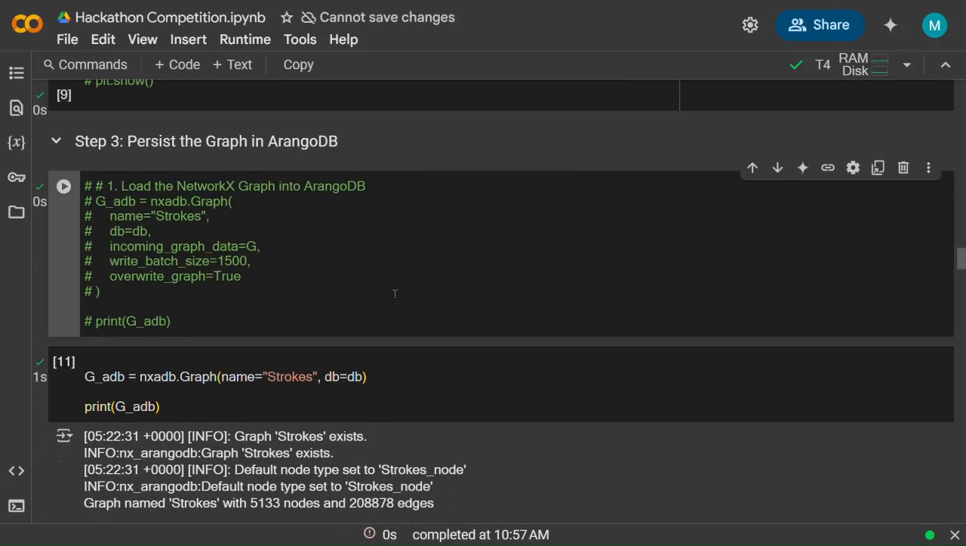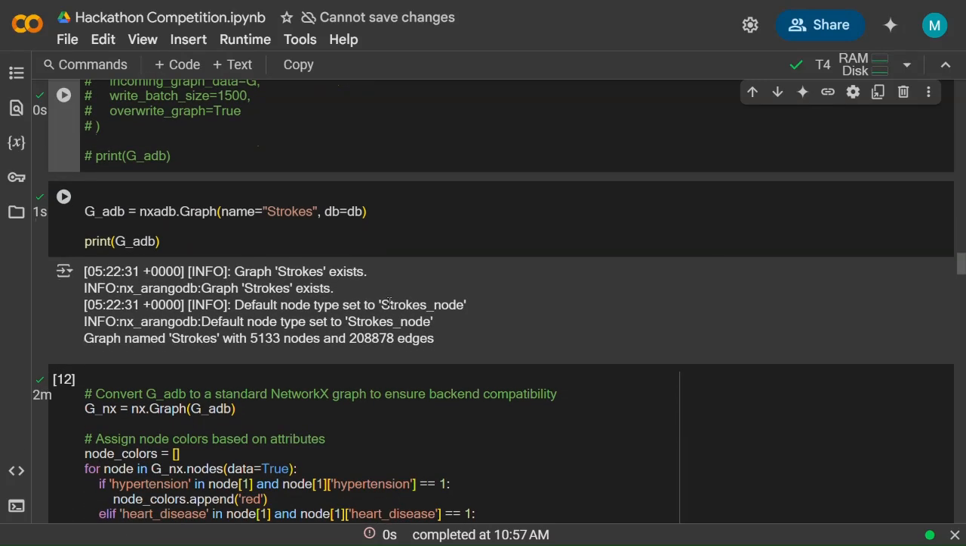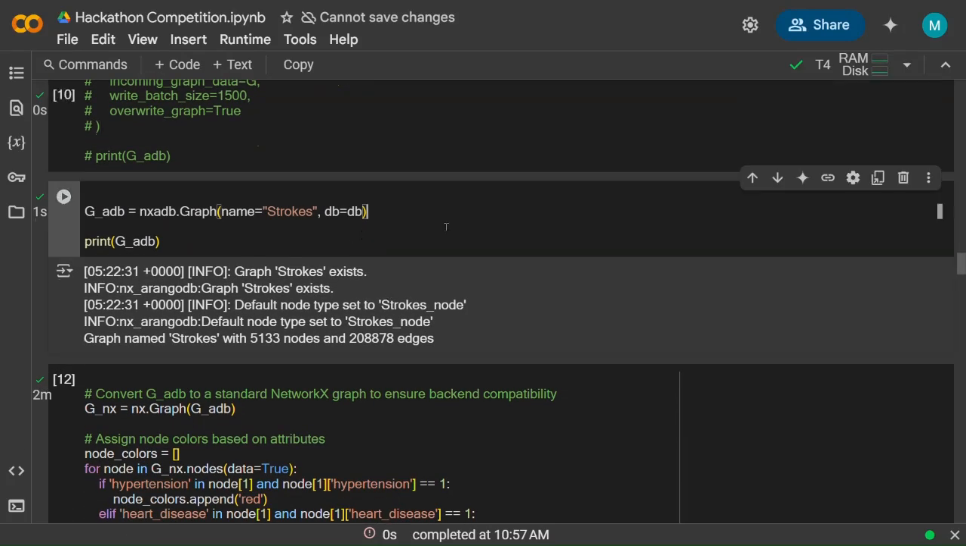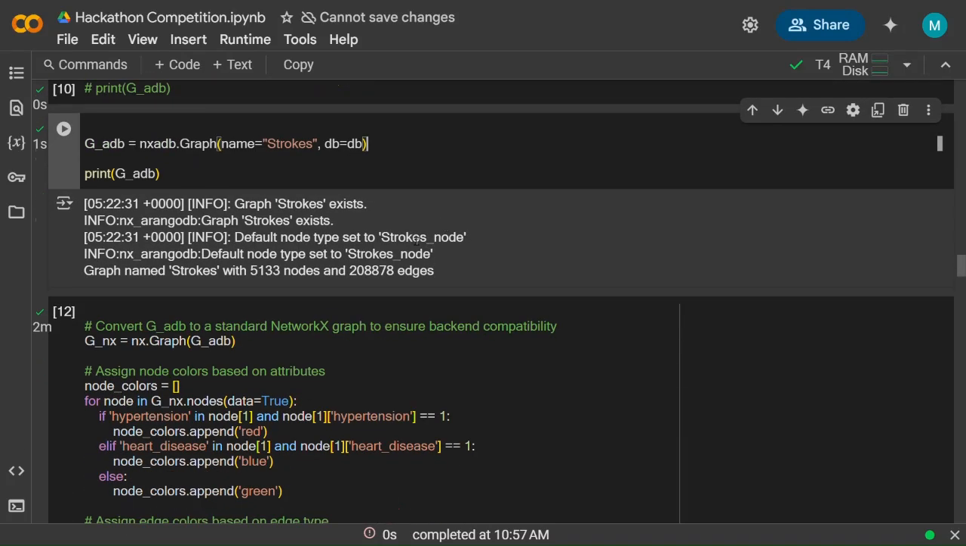This is the same thing. See, it just does what the name says. Load the NetworkX graph into ArangoDB. So this is fine. So the graph name, this is again reloading it back into the Jupyter notebook.